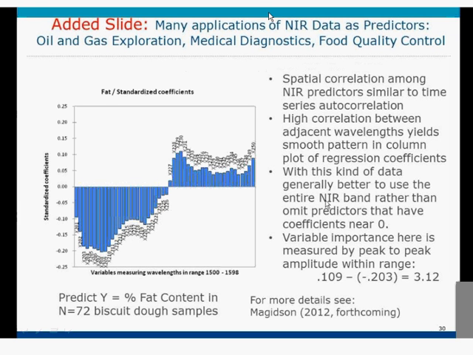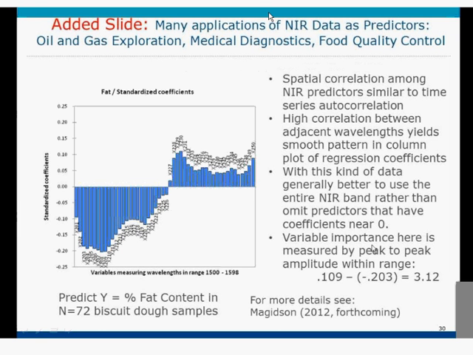For such data, it's generally better to use the entire set of variables, the entire near-infrared band, rather than omit predictors that have coefficients near zero. Because what happens if we're omitting coefficients near zero? The fact that these are near zero turns out to be adding something to the prediction, because this general range of variables is important. So we get into a substantively different category of application.